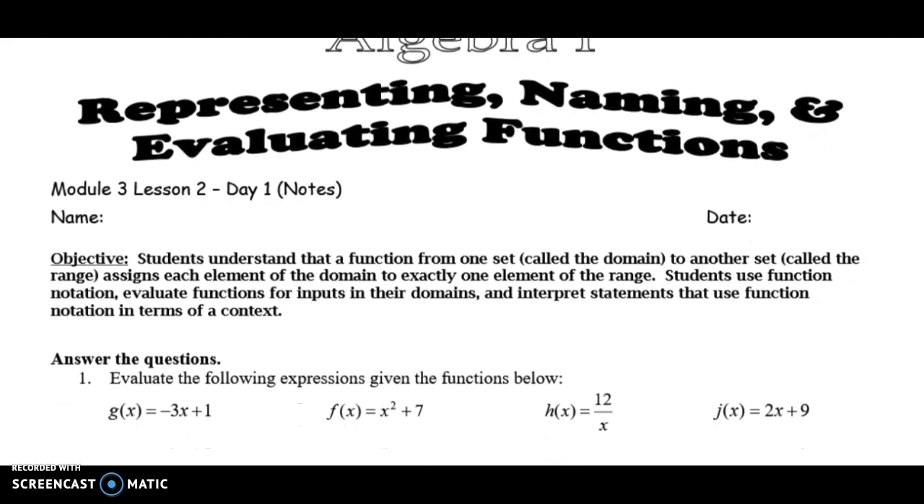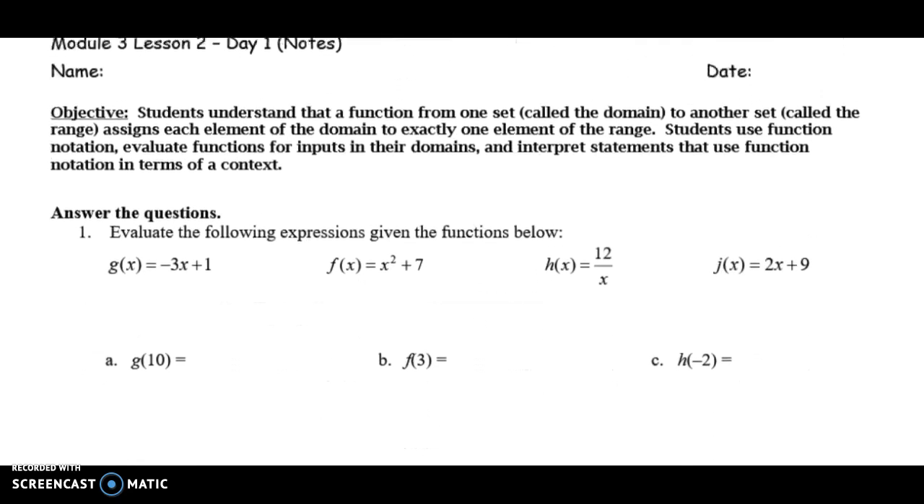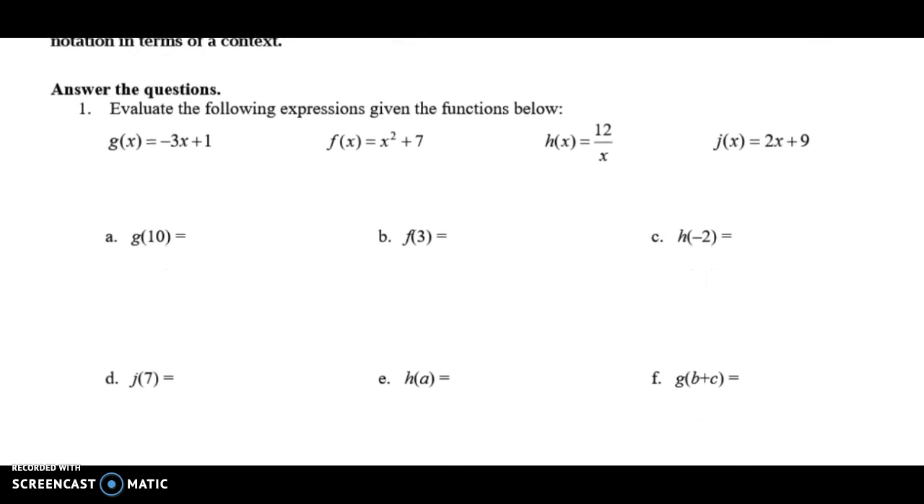So here we are, representing, naming, and evaluating functions. Lesson 2, day 1. Same concept for our objectives. We're still looking for you to understand that a function will map the numbers from the domain to the numbers from the range, and each element of the domain will map to exactly one element in the range. And then we're just practicing getting used to the function notation and inputs and all of that.